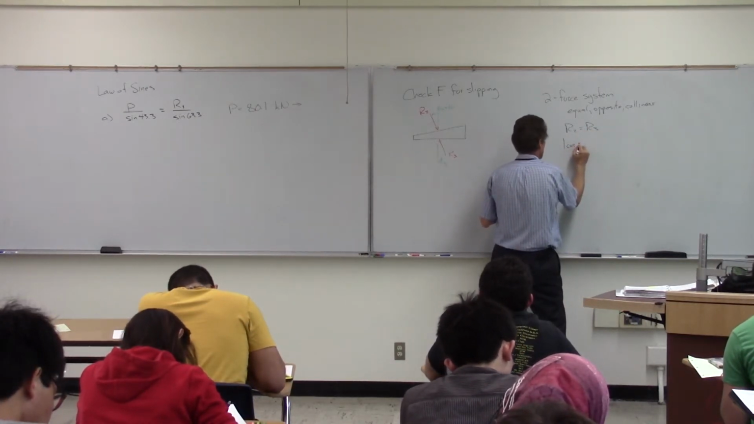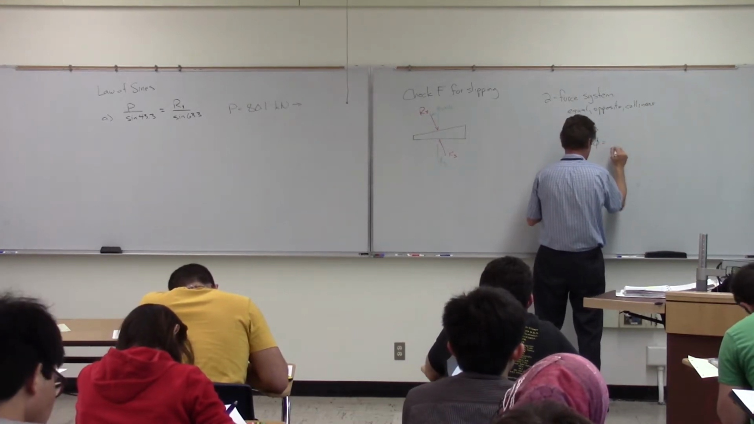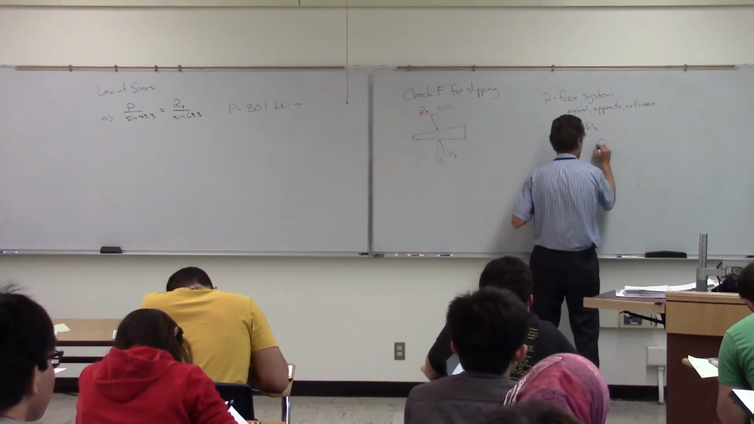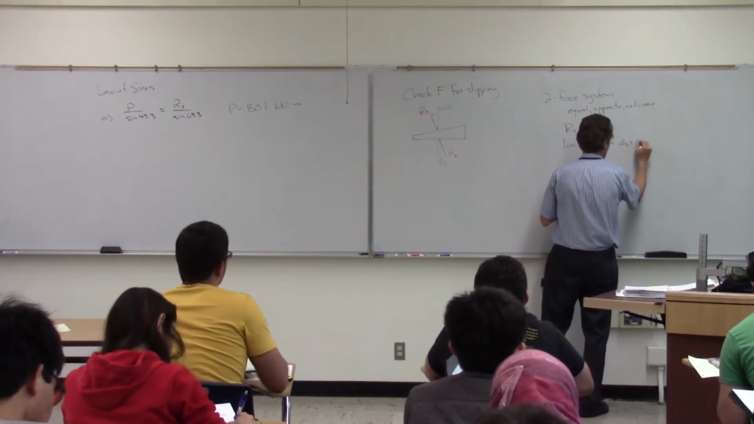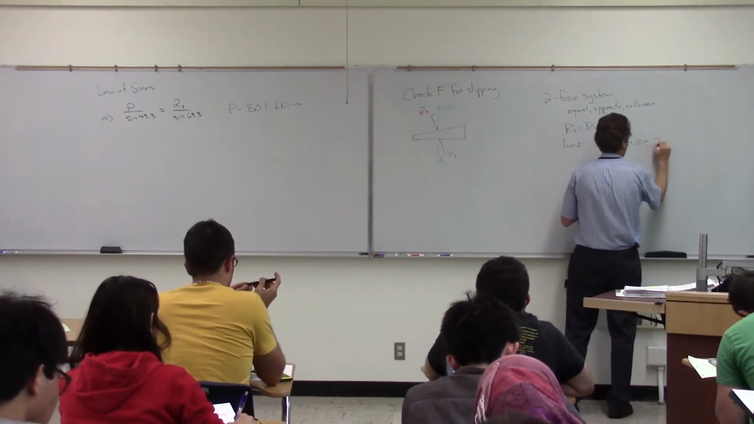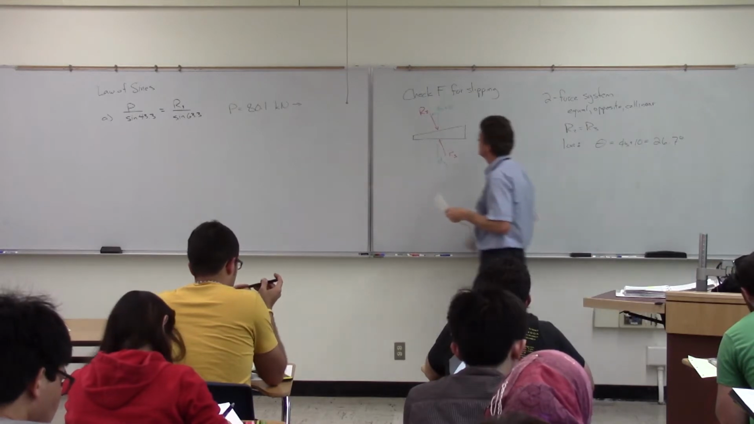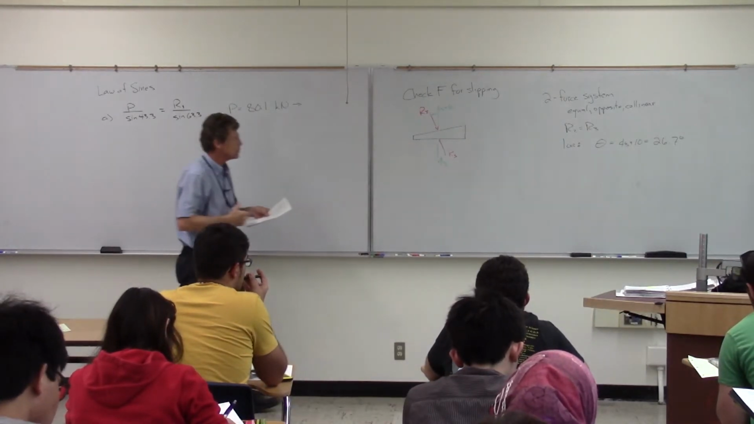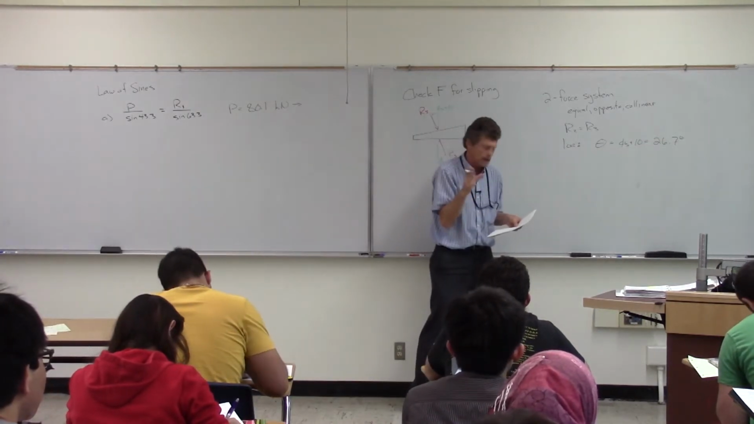The line of action, oops. So basically, that line of action there is going to describe the two forces. They both have to be on that in order for that to be an equilibrium.